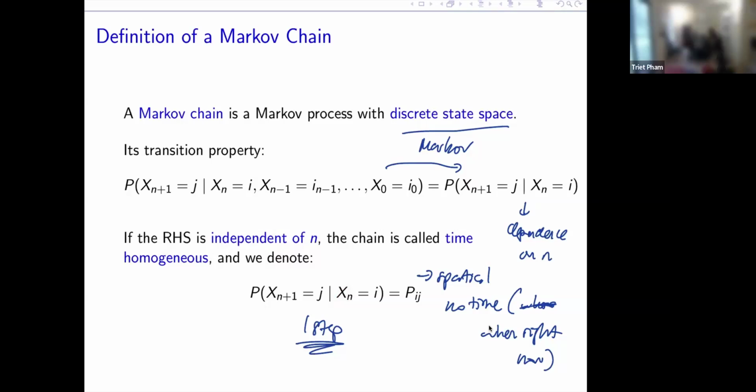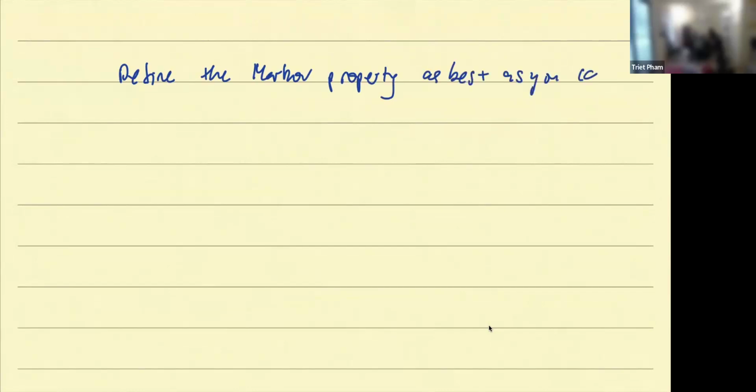All right, so let's give you a quiz. The quiz here will just be sort of abstract. So define the Markov property, as best as you can. Use a mathematical equation.